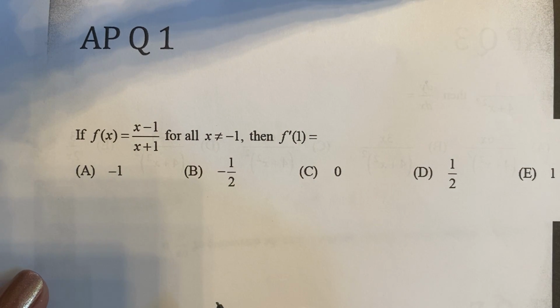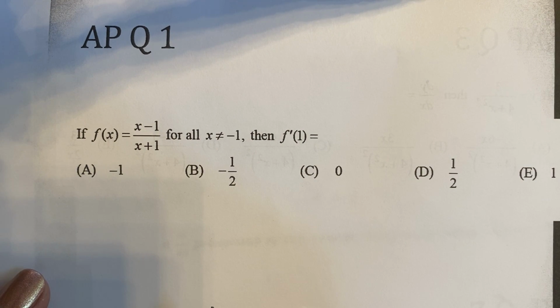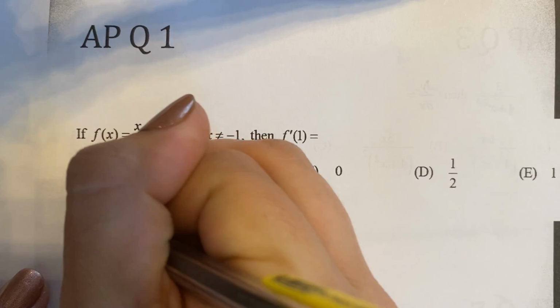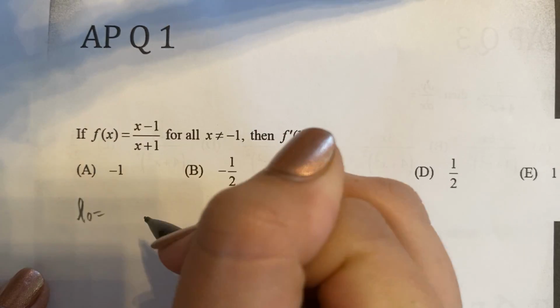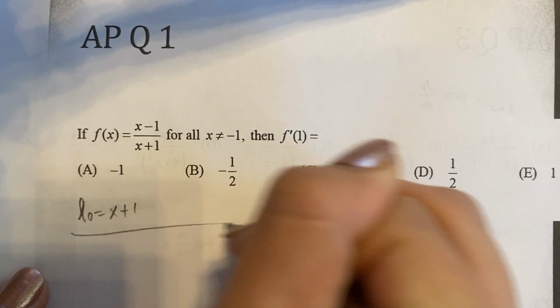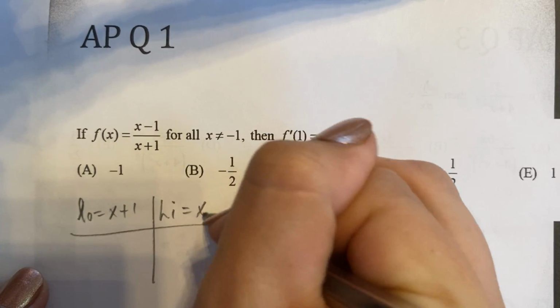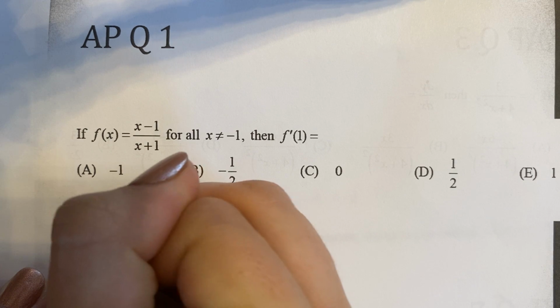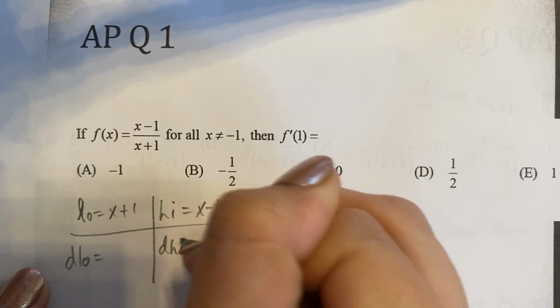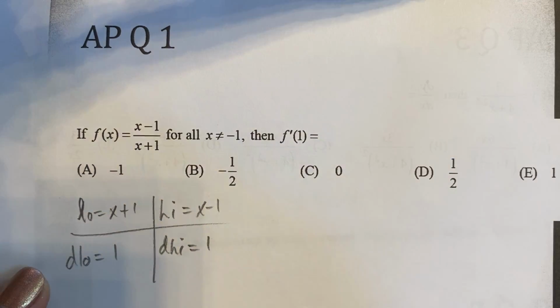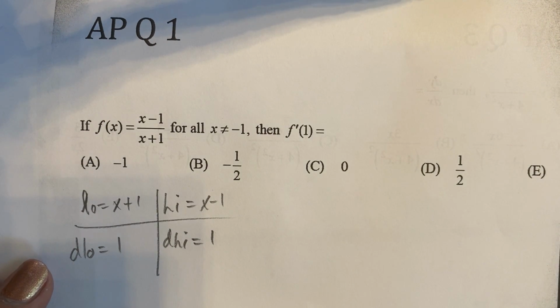So my question is, which rule do we use to do this? All right, it's the quotient rule because this is a quotient. There's division. There's a variable on top and a variable on the bottom. Okay, so I set it up. Low is the denominator, x plus 1. My high equals the numerator, x minus 1. D low, D high, 1 and 1. Okay, a lot of ones in this.